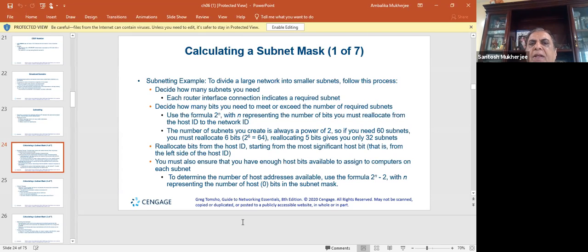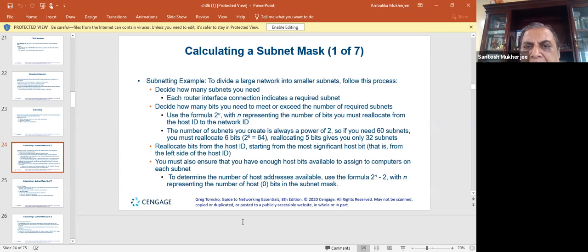The number of subnets you create is always a power of 2. So when you create subnets, the formula is 2 to the power n, where n represents the number of bits you must reallocate from the host ID to the network ID. So that is the power of 2 you have to allocate for each subnetting. You have to allocate them from the host ID to the network ID.